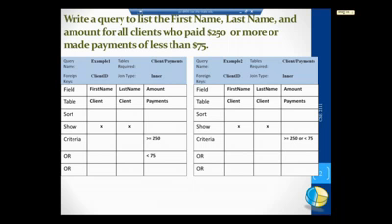So the first question that we're faced with, what page are we on in the slides? 137. That's not the first problem we're faced with, but for those of you who are kind of strumming through the book. With looking at this, we want to determine the first name, last name, and amount for all clients who paid more than $250 or $250 or more, or made payments of less than $75. So here we have multiple conditions, and together they form an or statement. So anyone who has paid this much or this much.